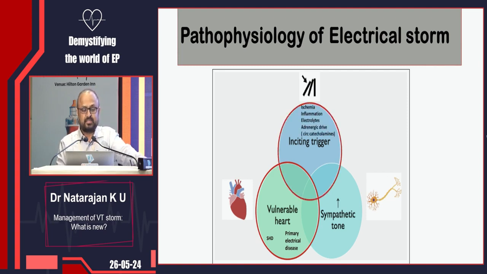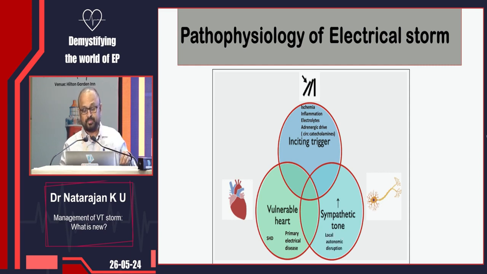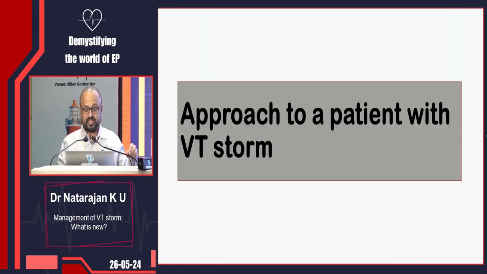There are inciting triggers which can be ischemia, inflammation like active sarcoidosis, for instance, electrolyte abnormalities, and increased circulating catecholamines which could incite an arrhythmic storm in the background of a vulnerable heart. And of course, increased sympathetic tone. When I talk about increased sympathetic tone, I'm talking about local autonomic disruption at the level of the myocardium.